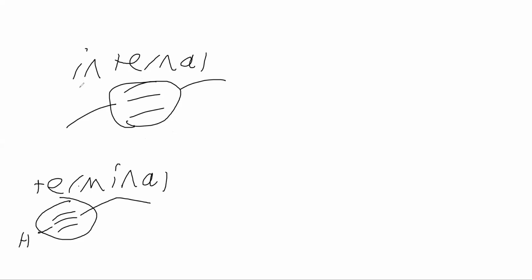And like I said at the beginning, for internal, both sides of the triple bond are secondary because they're bonded to two other carbons, while for terminal, the left side is primary and the right side is secondary here. So for terminal, there can be regioselectivity if the reaction has it.